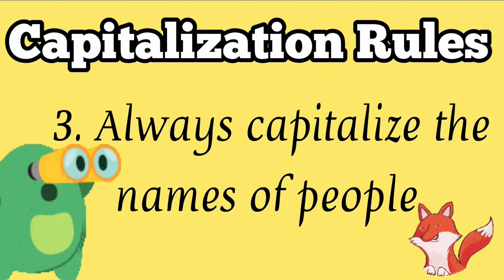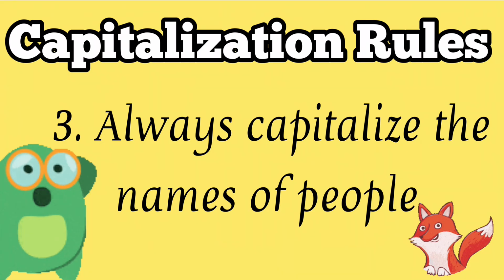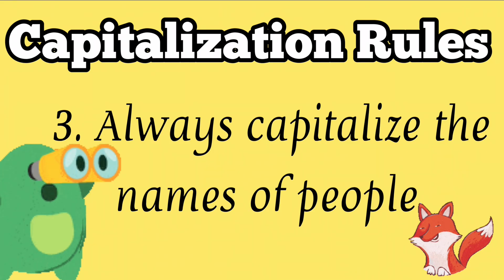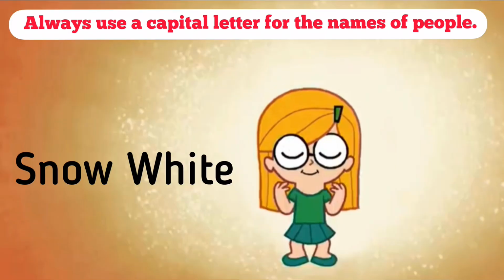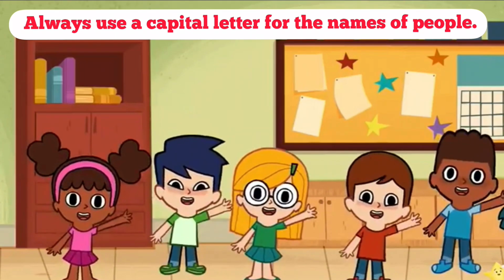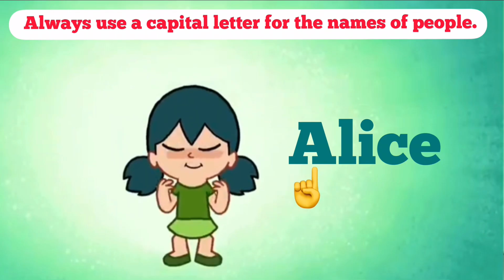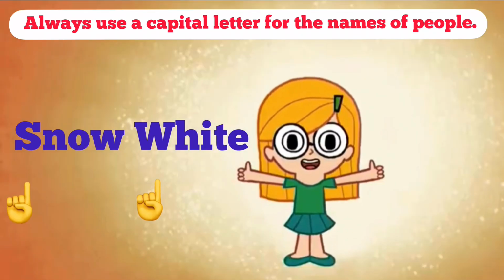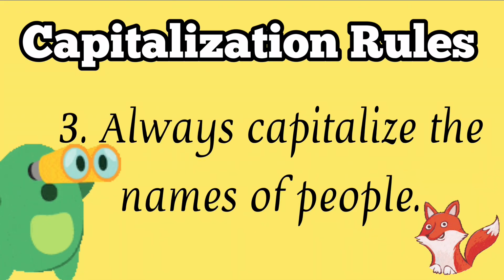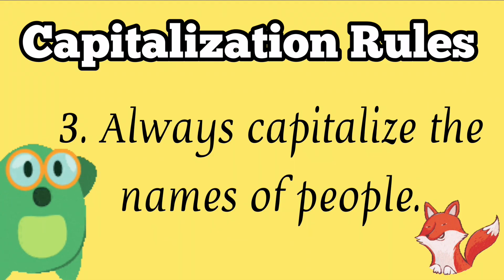Let's look at the third capitalization rule. Always capitalize the names of people. Let's look at some of the examples. Alice, James, John, and Snow White. Whenever you write the name of a person, you capitalize it. Did you notice? A for Alice is capitalized, J for James, J for John, and S for Snow, W for White is also capitalized. So, the third capitalization rule is to always capitalize the names of people.